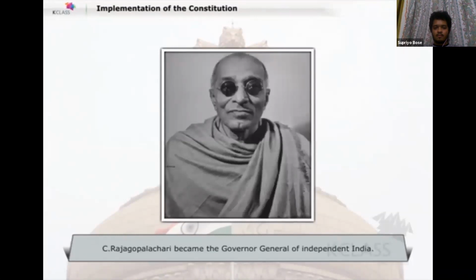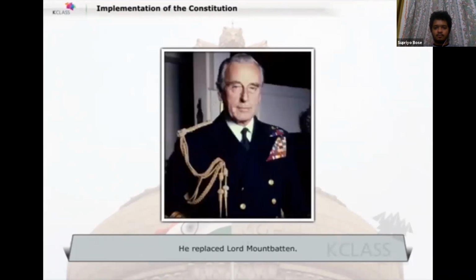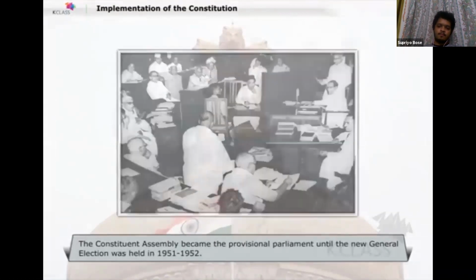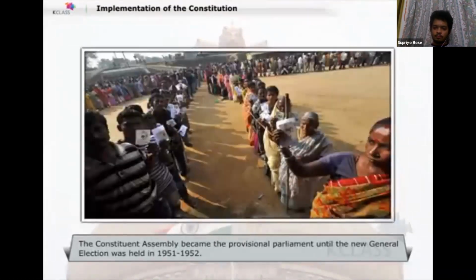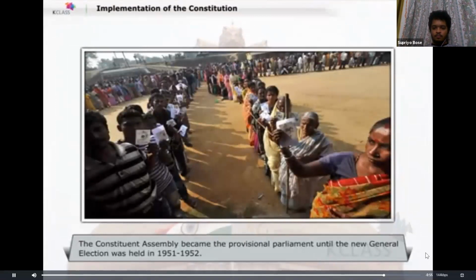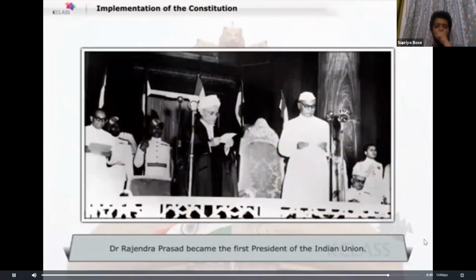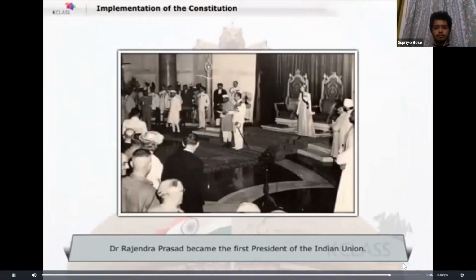C. Rajagopalachari became the Governor General of Independent India. He replaced Lord Mountbatten. The Constituent Assembly became the Provisional Parliament until the new general election was held in 1951 and 1952. Dr. Rajendra Prasad, who was the President of the Constituent Assembly, took over as the President of the Indian Union.